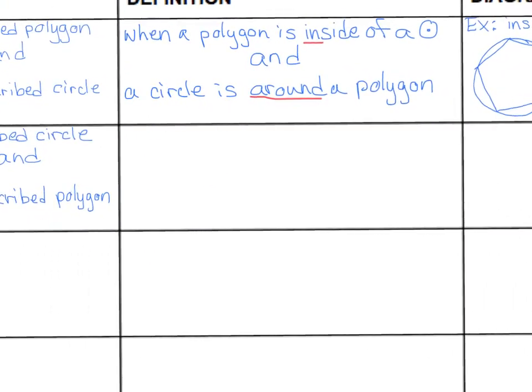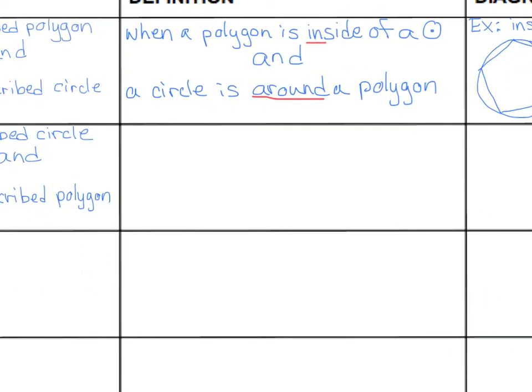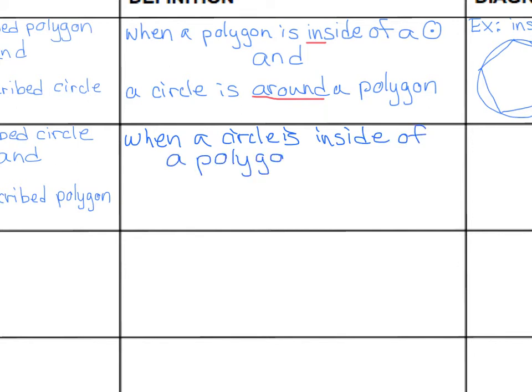That's the situation that instead of the polygon being inside of the circle, it's the other way around. It's when a circle is inside of a polygon. And again, two-sided definition there. It's also, we could say, when a polygon is around a circle.